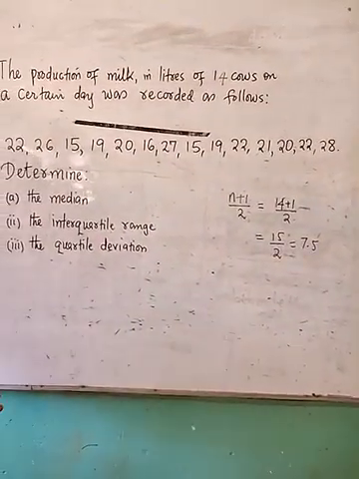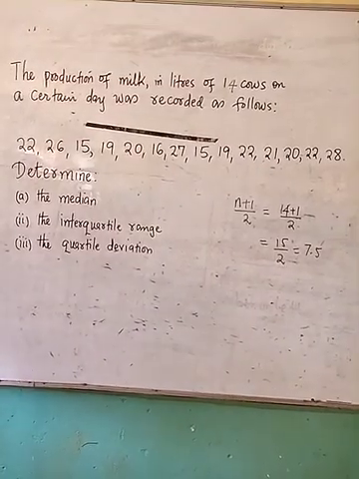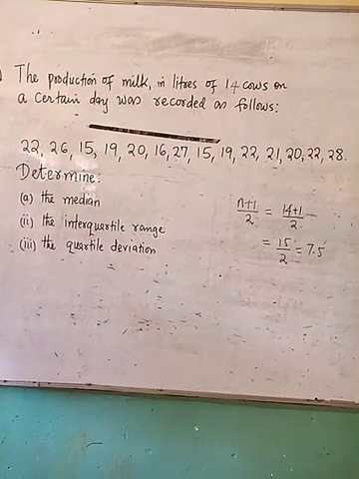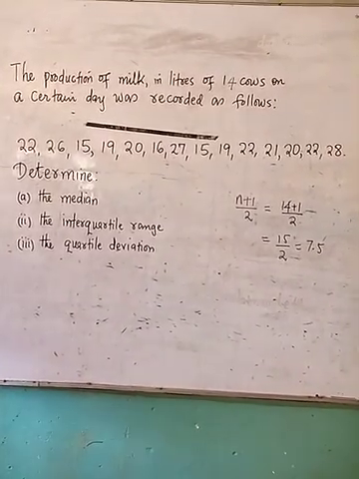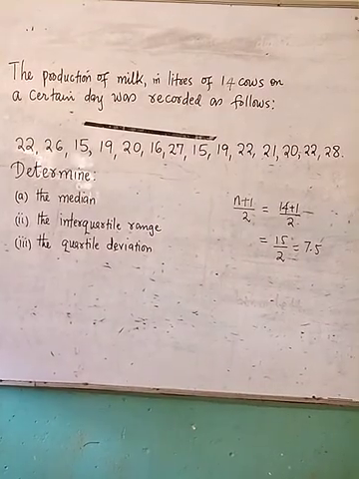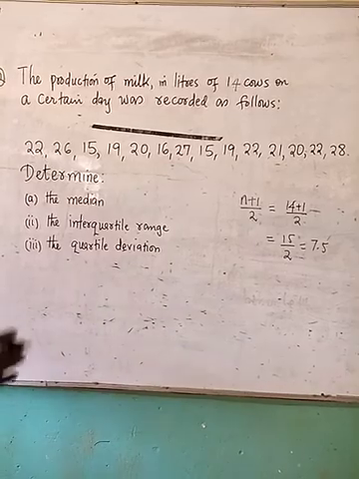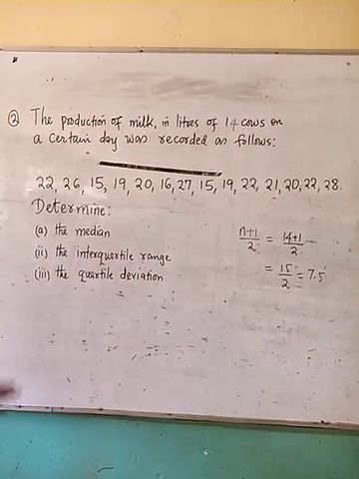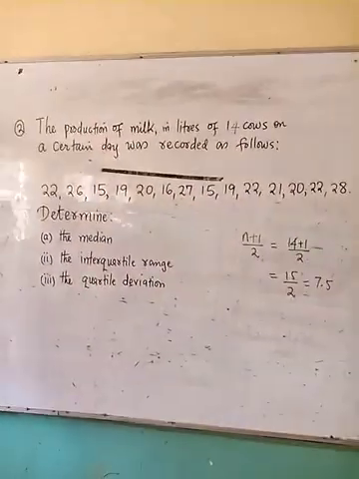What does 7.5 mean? It means that the median will be lying between the 7th and the 8th numbers in this data, if arranged in ascending or descending order. The middle position will be between the 7th and the 8th. That is why it is coming out as 7.5. So our first step, let us arrange this data in ascending order.